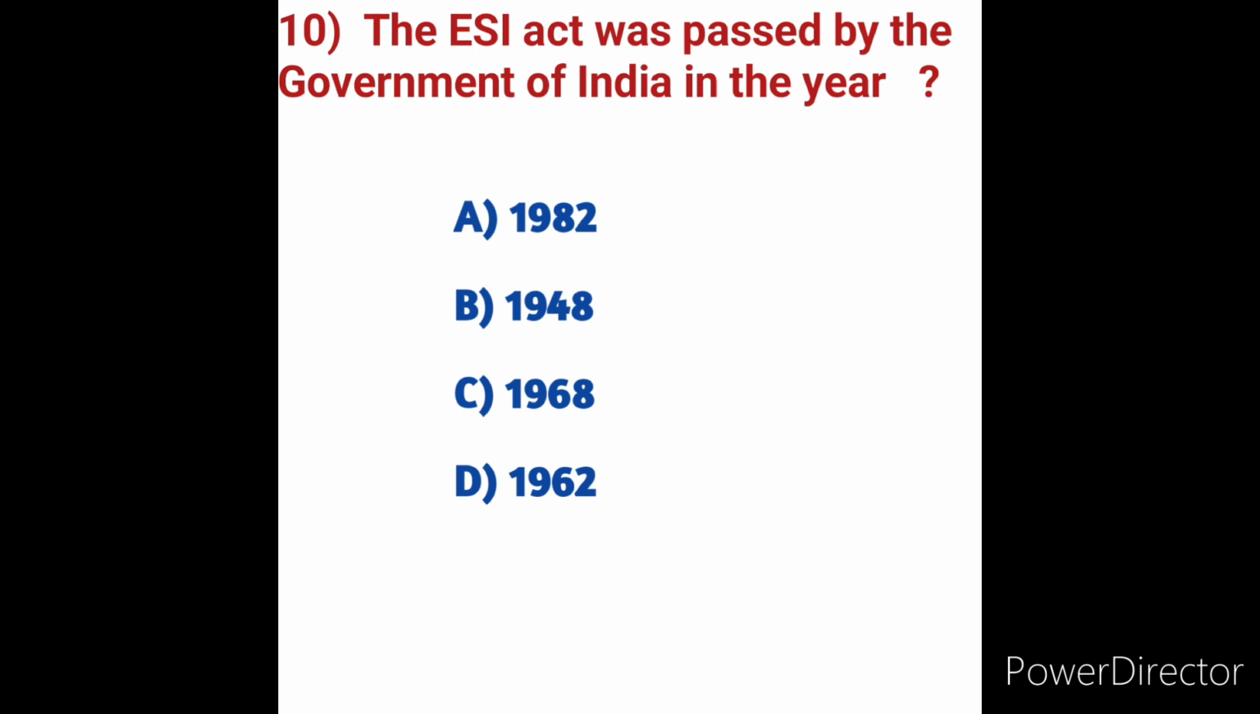ESI means Employee State Insurance. The ESI Act was passed by the Government of India in the year of. We will see here options. Option A 1982, option B 1948, option C 1968, option D 1962.